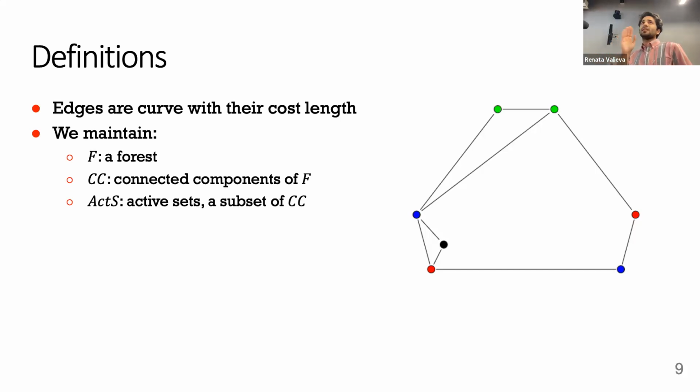Next, we maintain the connected components of F, and active sets are a subset of connected components which are active. By active, we mean that there is a vertex in that connected component which is not satisfied yet. It means there is a demand that needs to be satisfied later and needs to be connected to another vertex. And at every moment of our algorithm, active sets color their adjacent edges in order to connect the demands.